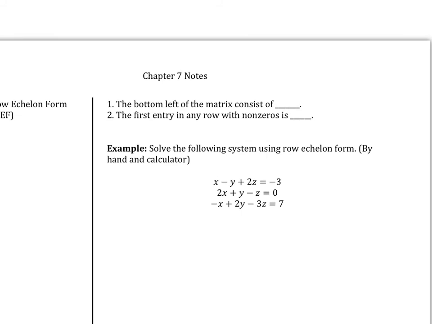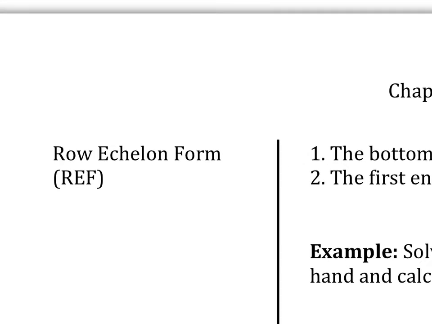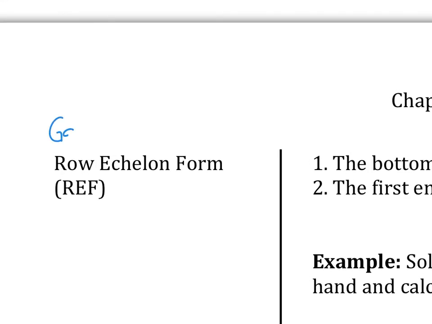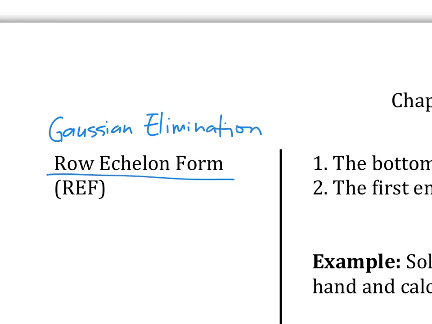All right, so this is Gaussian elimination. Gaussian elimination has another name. It is also called the row echelon form. I'm going to show you how to do this in your calculator. When you use your calculator, it's going to say row echelon form. Actually, your calculator is just going to say REF, so you need to know what REF means. It's row echelon form. So REF.